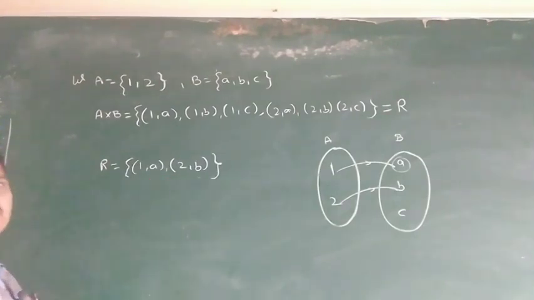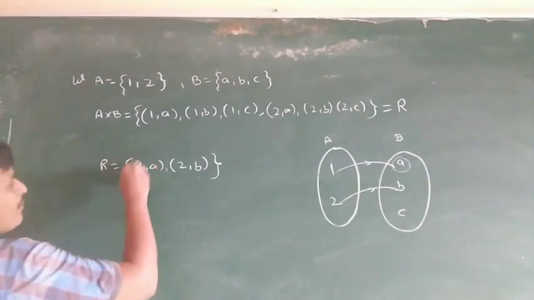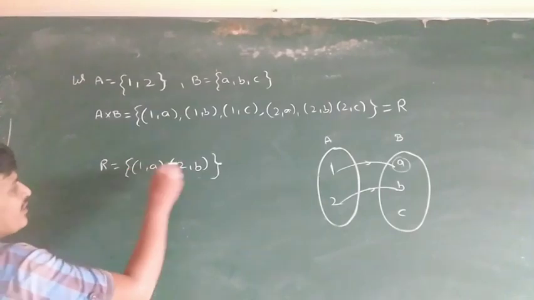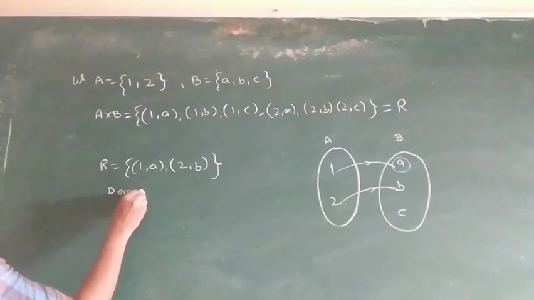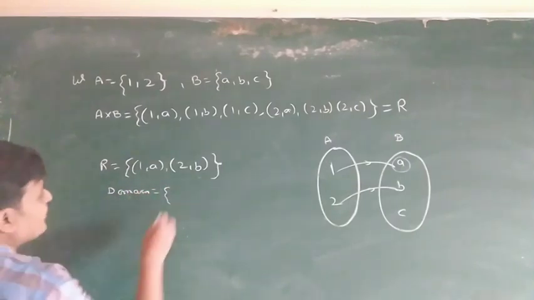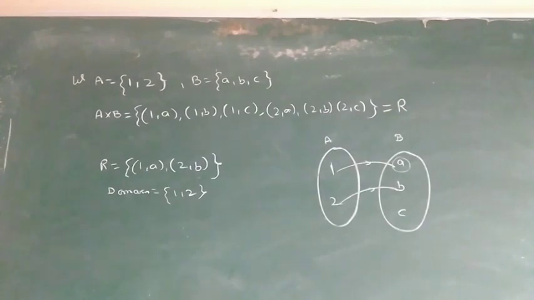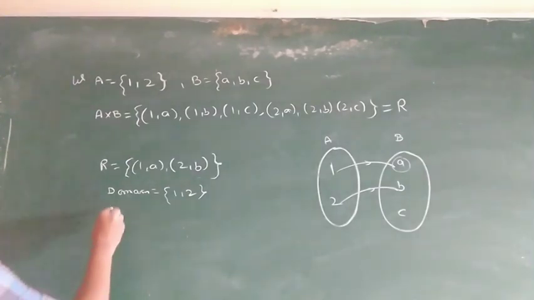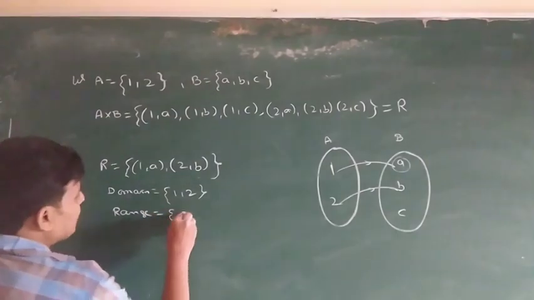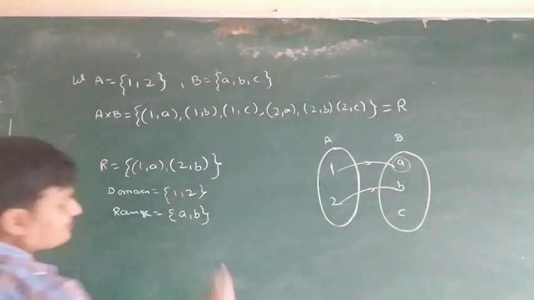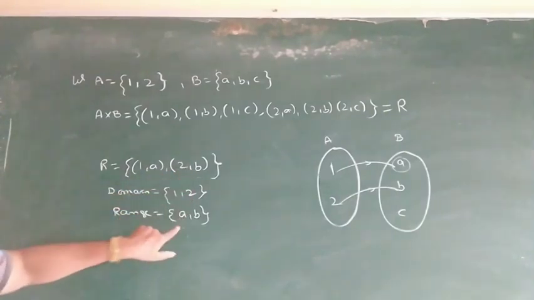What is the codomain? In the relations, the ordered pairs in the relation, the first elements of the ordered pairs. In the R, what is the domain? Domain is 1, 2. In the ordered pair, the first elements are called domain. In the ordered pair, the second elements are called range.